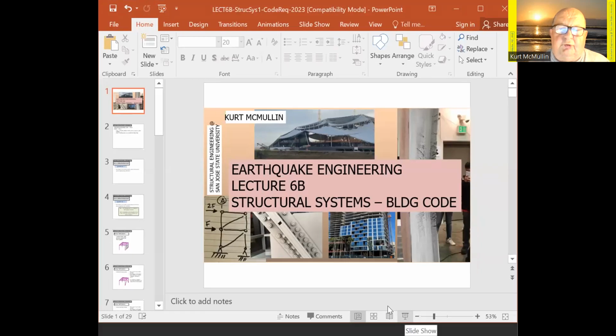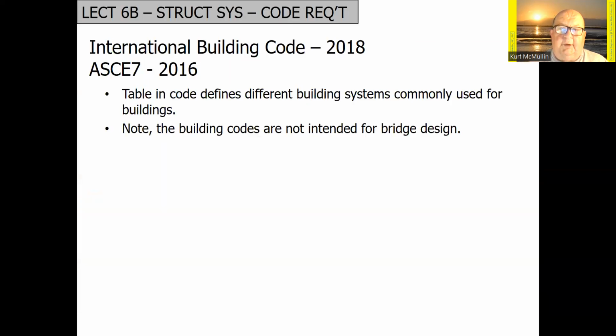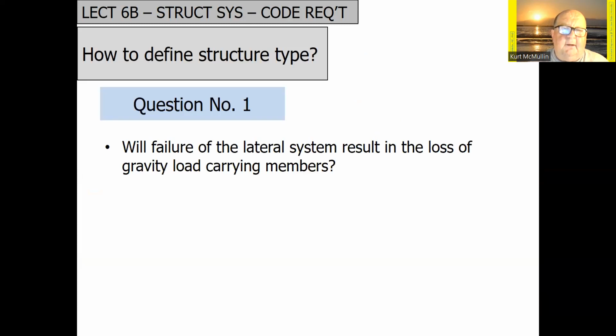So let's use those structural systems and look at the building code and how it works with them. And we're going to use the 2018 International Building Code and its partner, the ASCE 7, which was in 2016. Tables and codes define a lot of different building systems. Keep in mind the building code is not really intended for bridge design. The lectures are mostly focused on how we address building design.